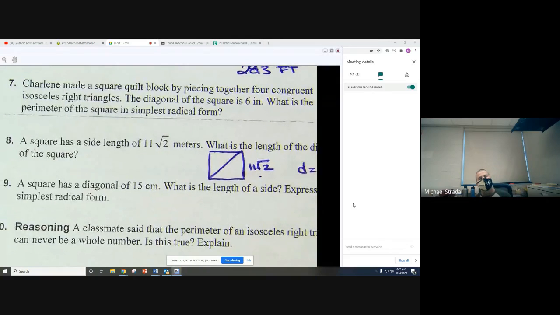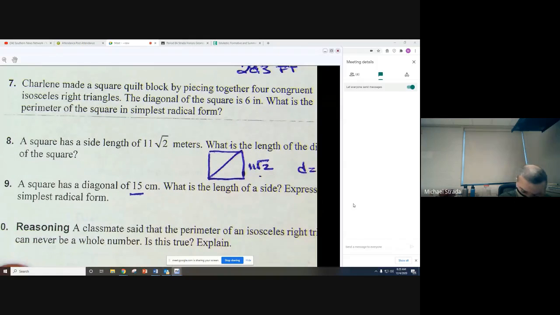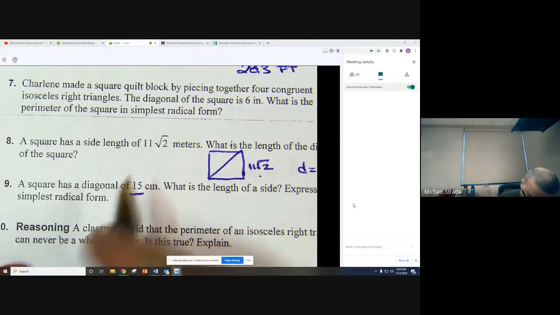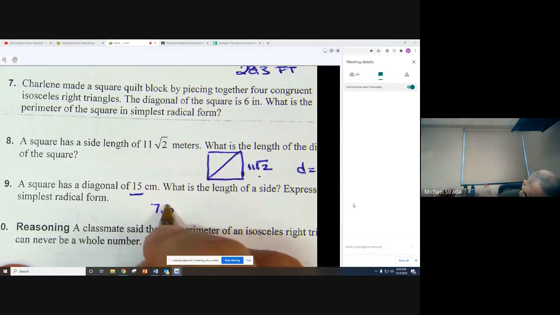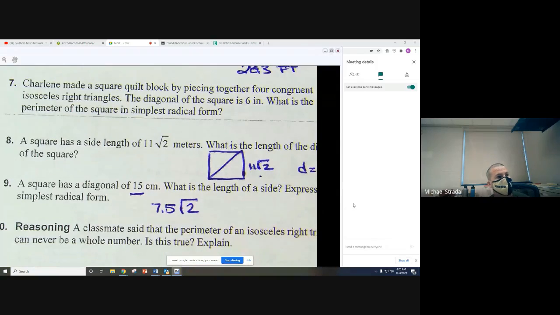All right, number 9 is an example of one where you have to remember the dividing by 2 part. It says a square has a diagonal of 15 centimeters. What is the length of a side expressed in simplest radical form? Because this is odd, it's going to be very hard for you to find without remembering this. So half of 15 would be 7.5 root 2.